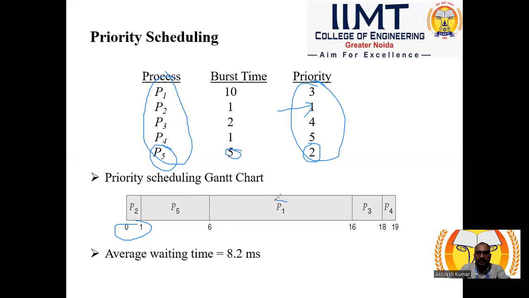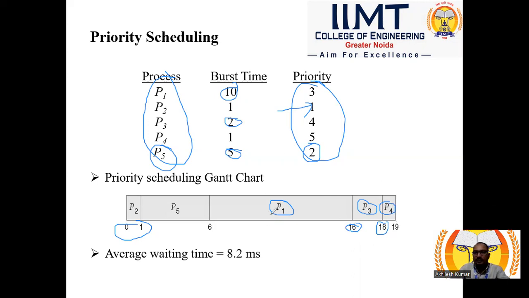Now we execute process P1. Process P1 has a burst time of 10 units of time, so we execute it from 6 units of time to 16 units of time. Next process will be process P3. Its burst time is 2 milliseconds, so it runs from 16 units of time to 18 units of time, and lastly we execute process P4.